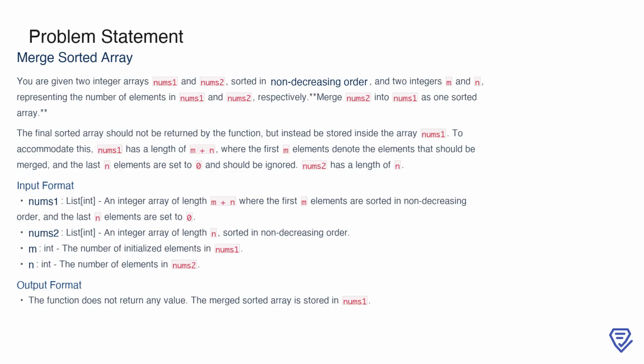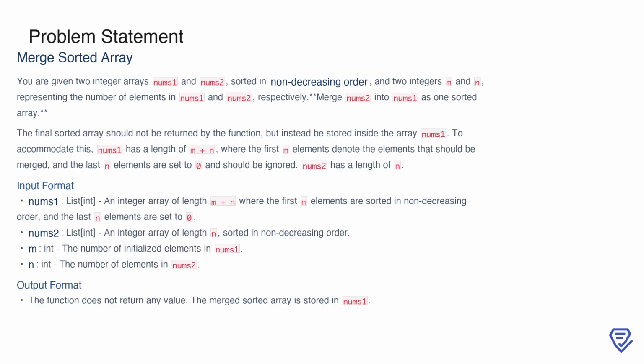The key point here is that the merged result should not be returned as a new array. Instead, the merged and sorted elements must be stored directly in nums1. To accommodate this, nums1 has extra space at the end, represented by zeros, which should be ignored during the merging process. Specifically, the first m elements of nums1 contain the initialized values to be merged, while the last n elements are placeholders. On the other hand, nums2 contains exactly n sorted elements.